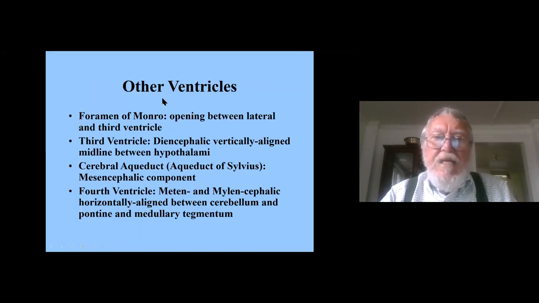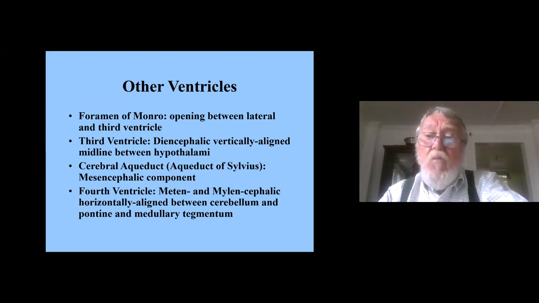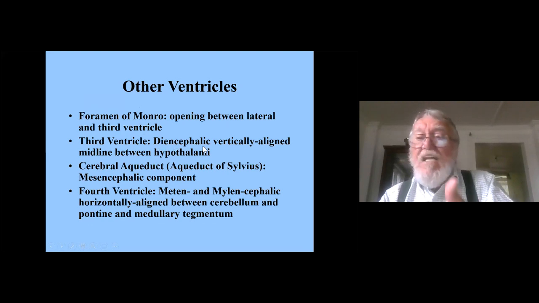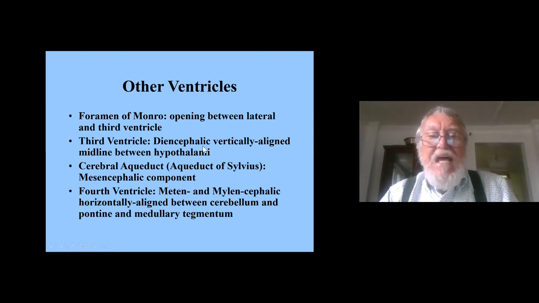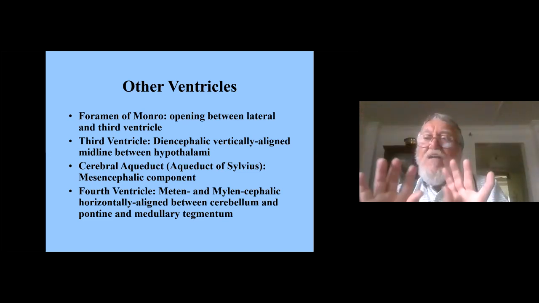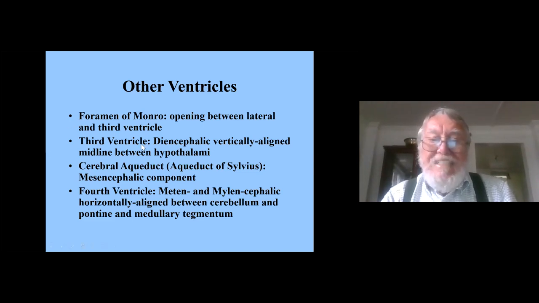So now let's look at the other ventricles. We saw the foramen of Monro is the opening between the lateral ventricles and the third ventricle. And once we get into the brain and look at it, we will actually see this there. So now we have CSF running into the third ventricle. The third ventricle is found in the diencephalon, which is again another reason why I talked about encephalic development. Whereas the lateral ventricles have that horn-shaped structure, the third ventricle, it's singular, is vertically aligned, and it literally divides the left hypothalamus from the right hypothalamus, okay? So the third ventricle is found in the diencephalon, it's vertically aligned, and it's found right along the midline between the left and right hypothalamus.